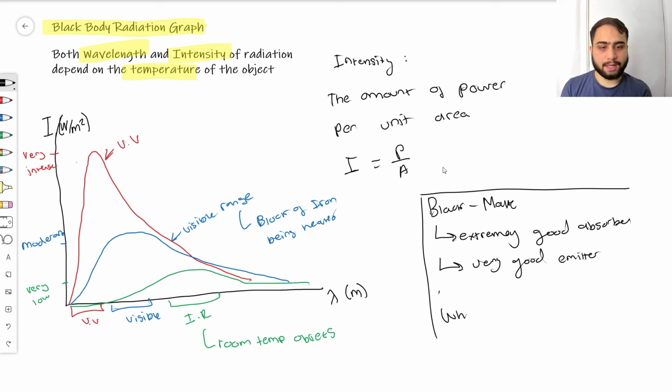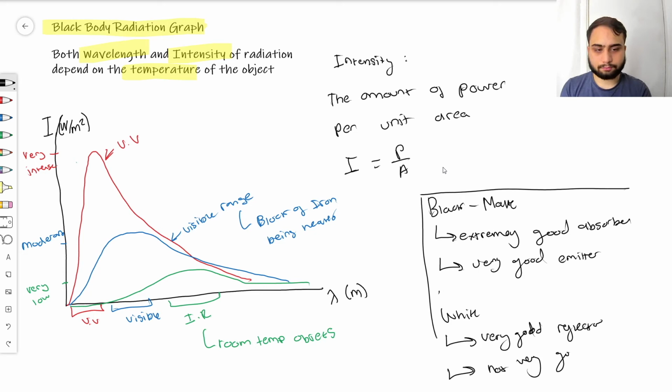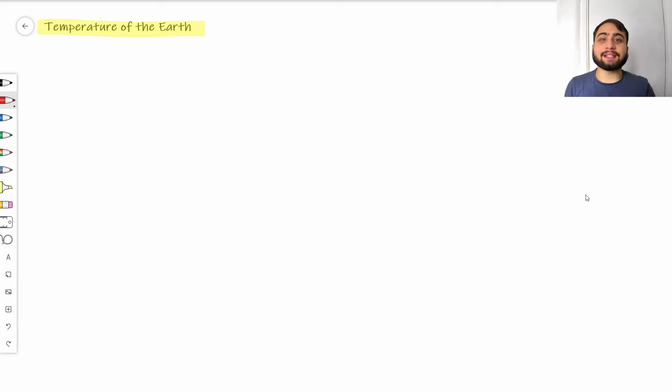Then we also have white. So these are two colors that you should be aware of. White is a very good reflector, but not a very good absorber. These are two things that you need to be aware of for your GCSE. But now you understand how to interpret a blackbody radiation graph, how wavelength and intensity change with temperature, and also what the definition of a blackbody is. Well done. Now let's have a look at some things that determine the temperature of the Earth.